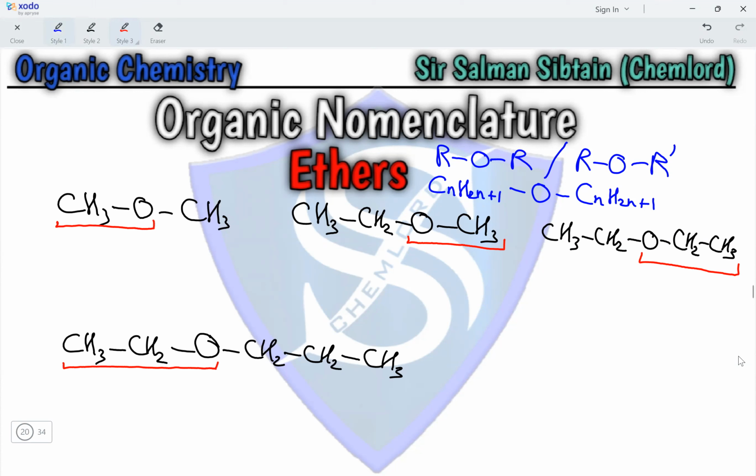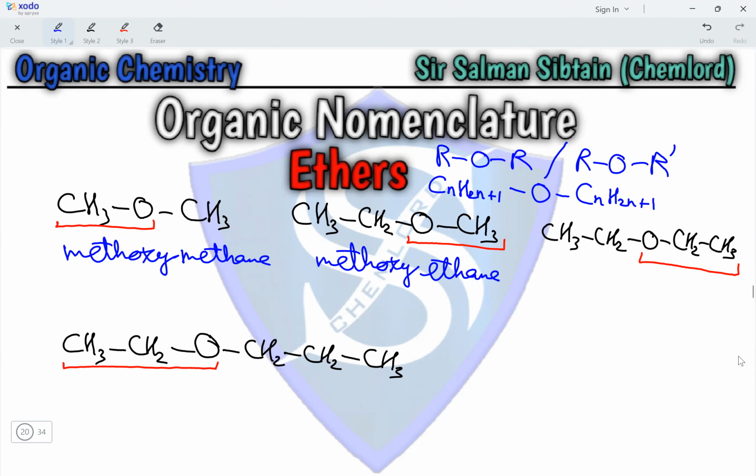Naming of ethers is done by calling the substituent group an alkoxy group. In the case of CH3 attached to oxygen, it will be called methoxy, and the parent compound would be called by the name of the parent alkane. One carbon would be methane. In the second example, it would be methoxy, and the parent compound having two carbon atoms would be called ethane.